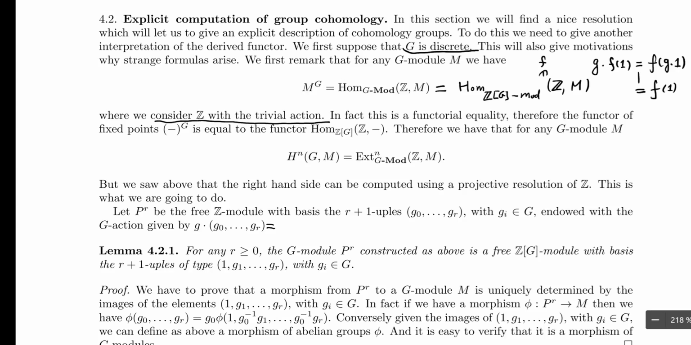In fact, this is a functorial equality. Therefore, the functor of fixed points is equal to the Hom functor. Therefore, we have that for any G-module M, the nth cohomology group is the same as the nth Ext group associated to the Hom functor of ZG-linear morphisms starting from Z. So here's Z, and here we put our G-module M.